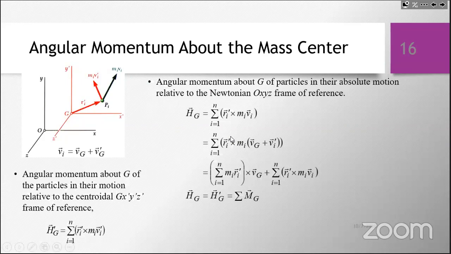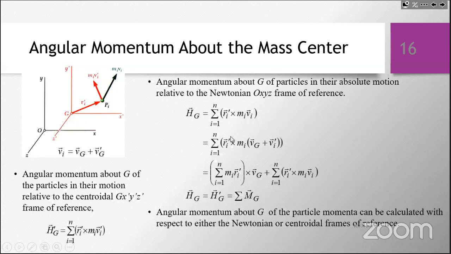What does this tell us? This tells us that the angular momentum of G, as seen from O, is the same as the angular momentum if we were standing on the centroidal frame. So we don't need to worry about this centroidal frame business. We can measure everything from here, and we can get our momentum about G. Angular momentum about G of a particle's momenta can be calculated with respect to either the Newtonian or the centroidal reference.